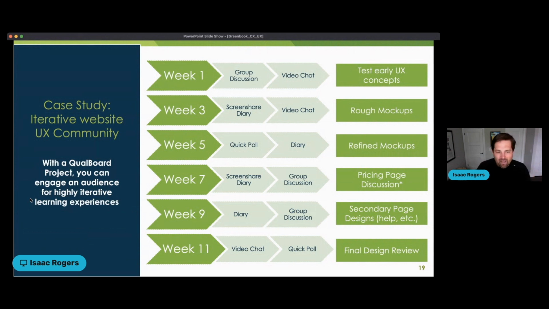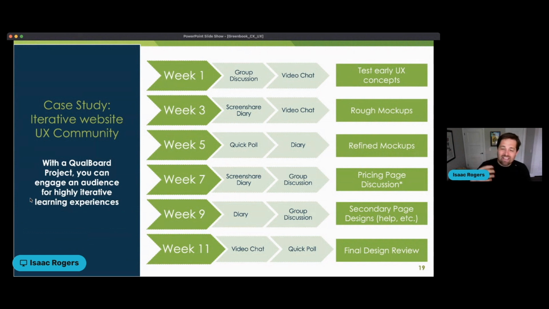Then we got to a point where we had a pretty good feel for the website about week 7, and we started to really take apart elements of the website. So we got past the overall look and feel and how it's positioned. And we started to say, look, there's certain components that are really critical in the journey. How do we make those perfect? And I put an asterisk next to the pricing discussion. I'm going to come back to that in just a second.